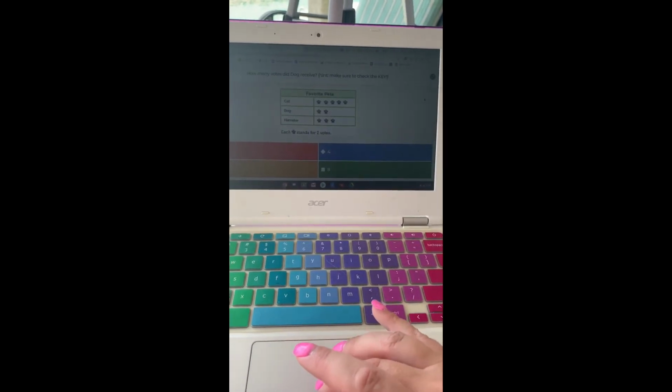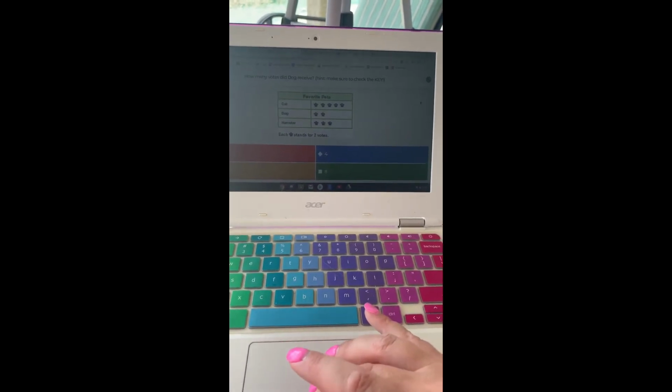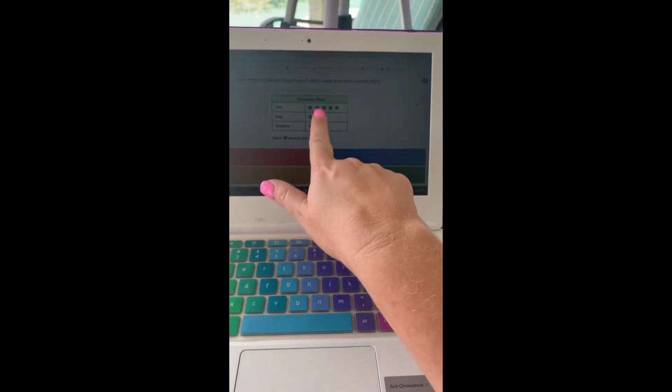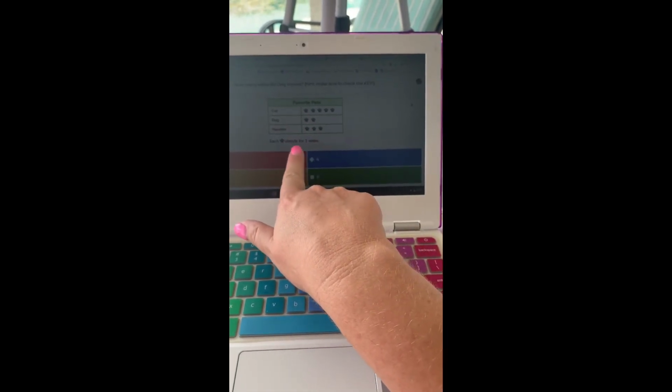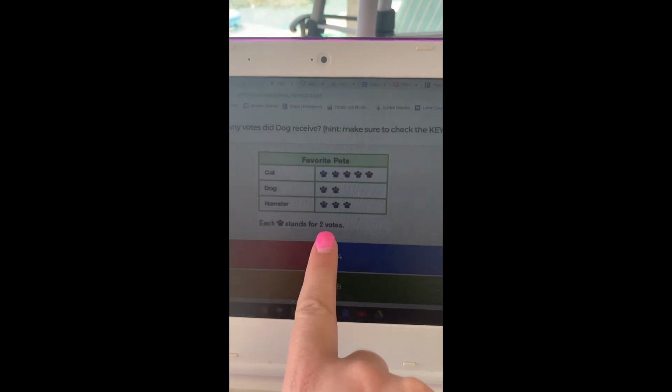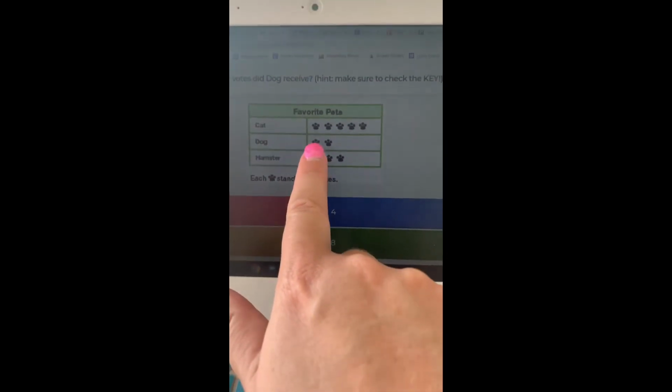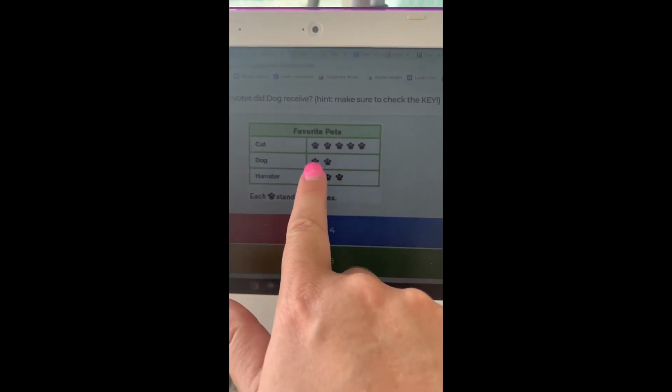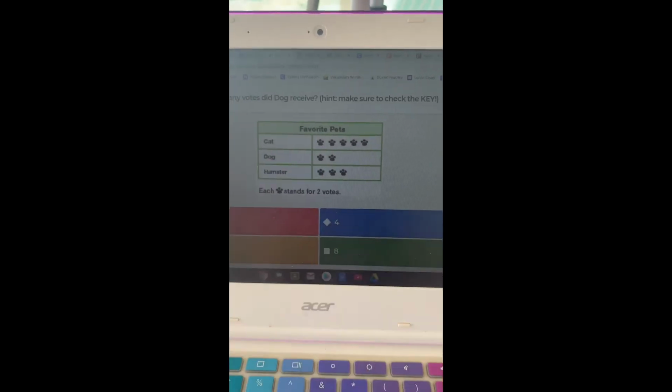How many votes did the dog receive? Okay, again, if you look at the votes, it's asking us to look at the votes. Each paw is 2 votes, okay? And it's asking about the dog. So the dog has 2 paws, which is 2, 4, because each paw is 2 points.